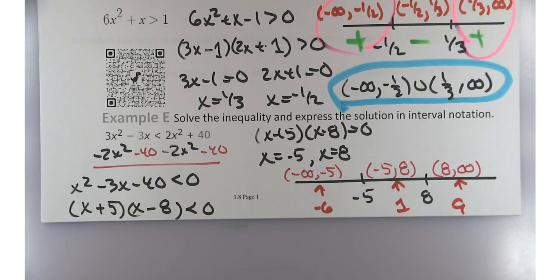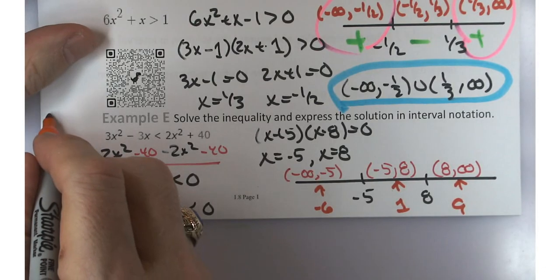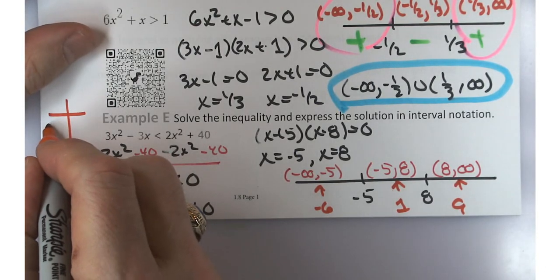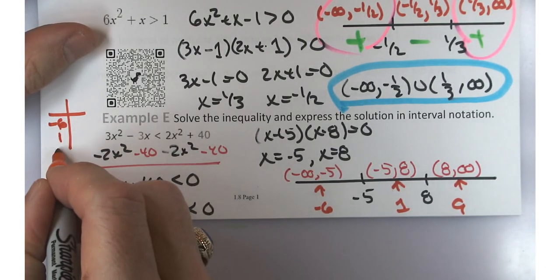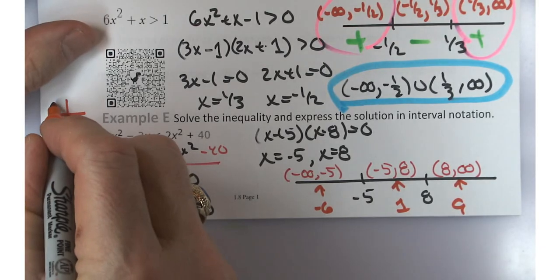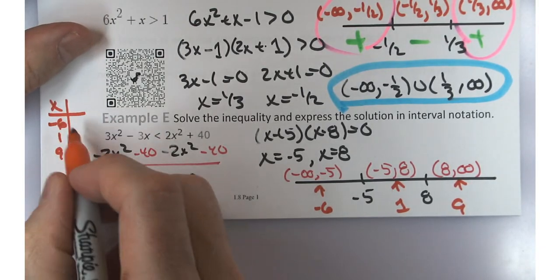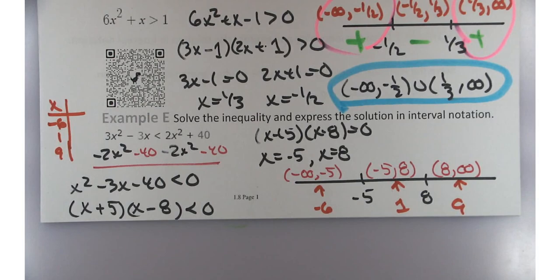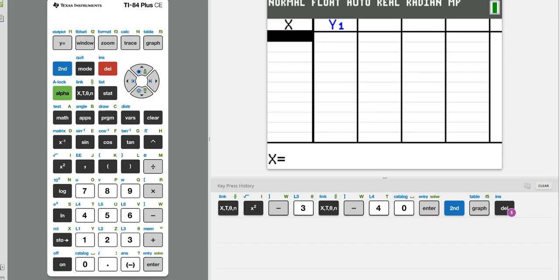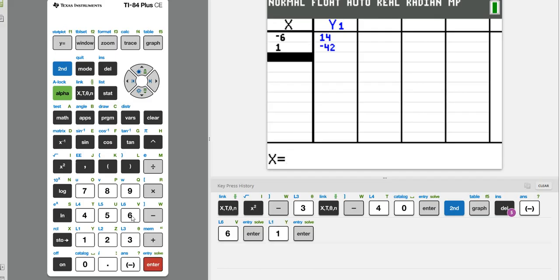Now on an exam, what I would expect from you is a little t-table, something like this: -6, 1, and 9. And I don't care if you give me the numbers here or just whether they're positive or negative. But let's see what happens when we plug in these points. -6, 1, and 9.